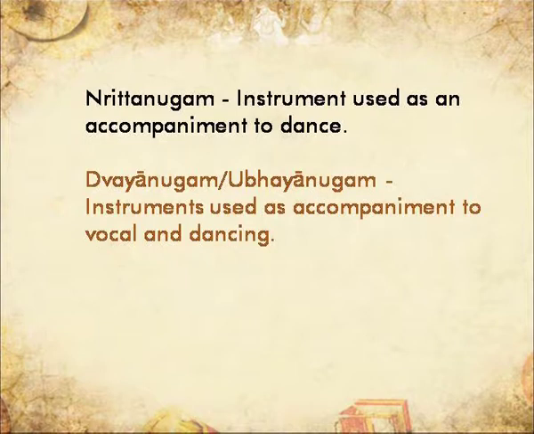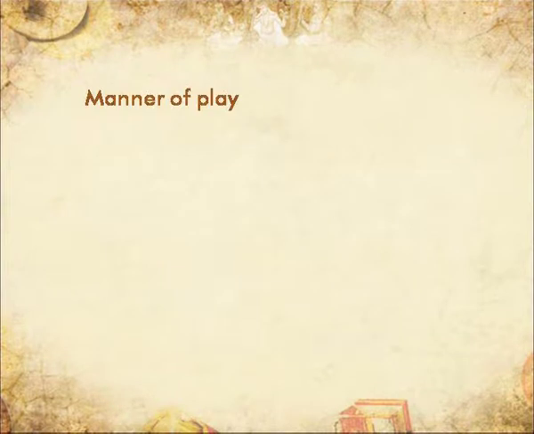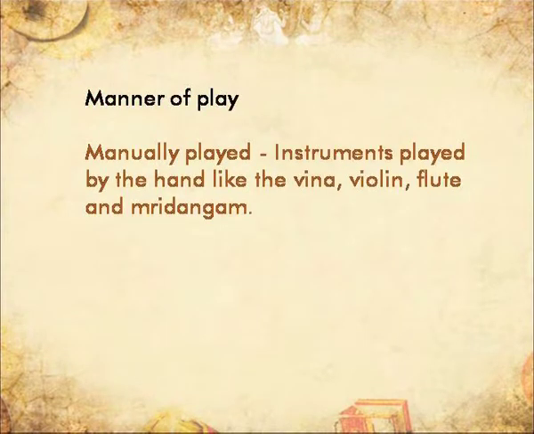4. Dvayanugam or Ubayanugam denotes instruments used as accompaniments to both vocal and dancing. Manner of play. Manually played. These are instruments that are played by the hand, like the veena, violin, flute and mridangam, etc.